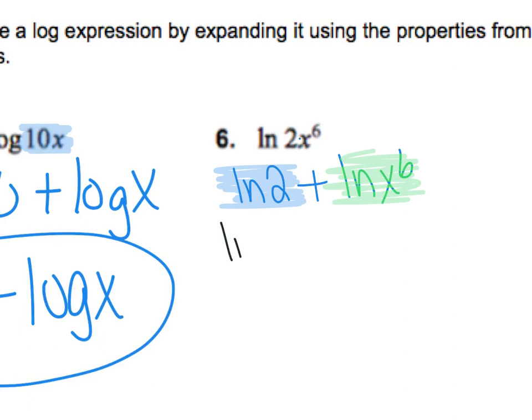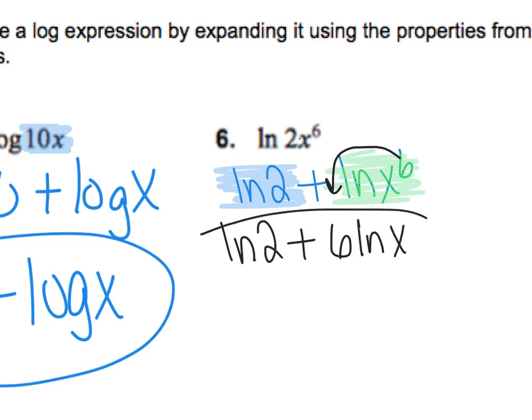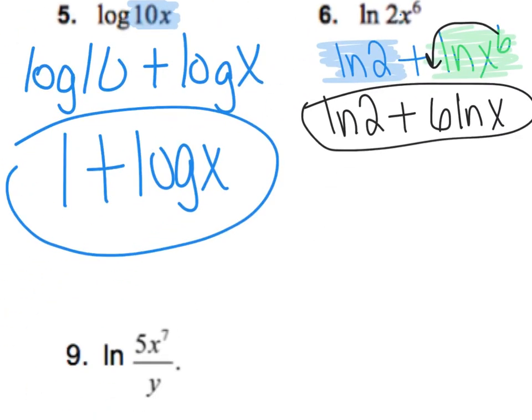So you have the natural log of 2. That stays exactly the same. Plus, you're going to take that 6 and move it out in front and have 6 times the natural log of x. And there's no more simplifying or breaking anything apart. All you're doing is taking a nice condensed little problem and breaking it apart as much as you possibly can.